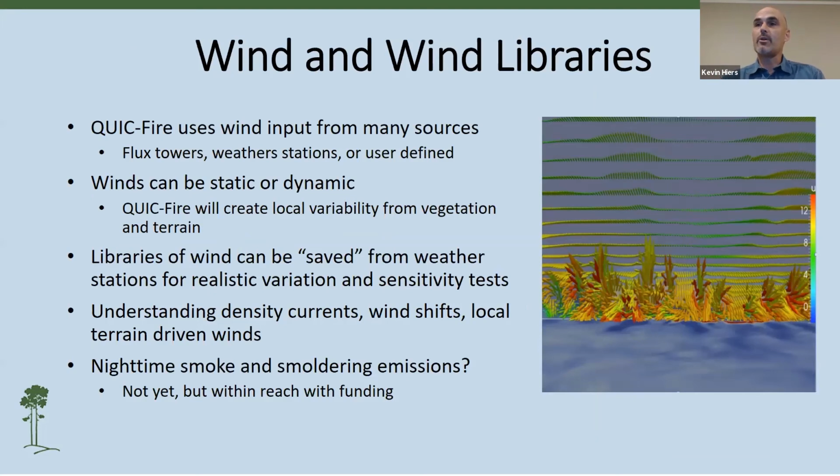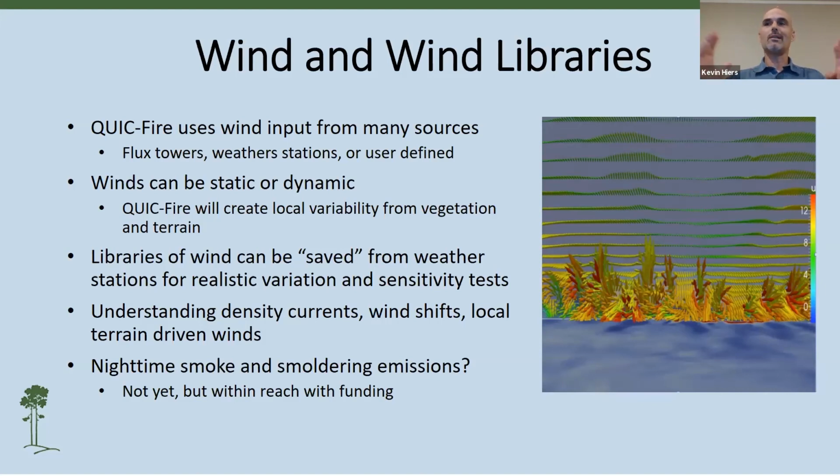Winds and wind libraries are concepts that we want to unpack with you as well. So QUIC-Fire can use wind inputs from a variety of sources. We can use the flux towers of Ken Clark up there. We can use weather stations like we did for the Spring Hill fire run, or you can just define it. It could be static or dynamic. QUIC-Fire is going to create local variability based on the fuels and the vegetation and the roads that you input, and the terrain.